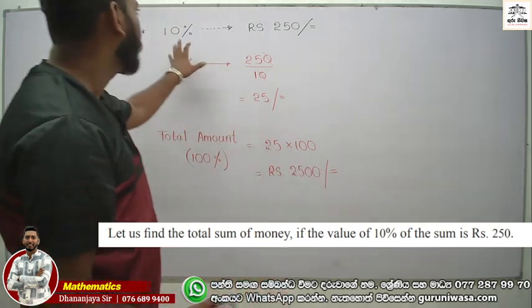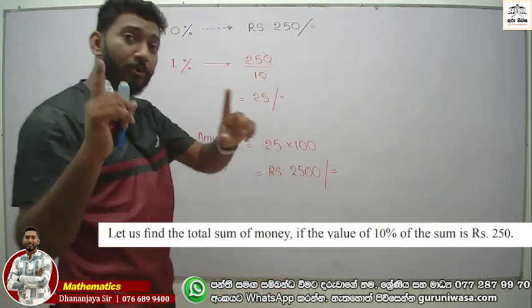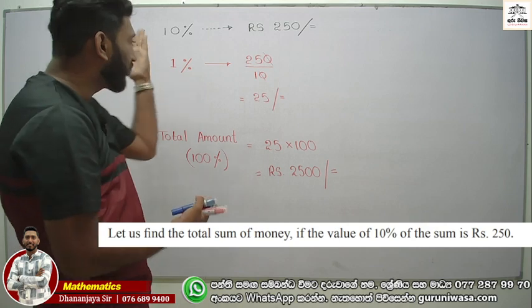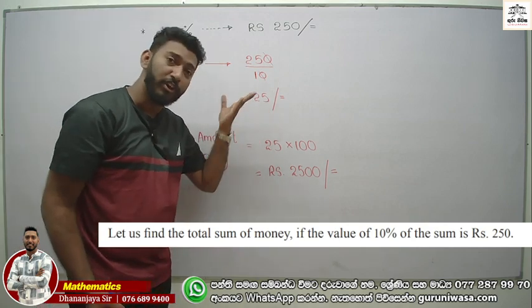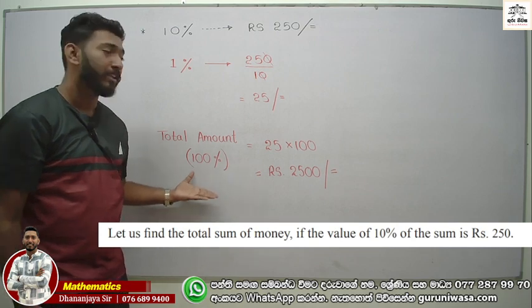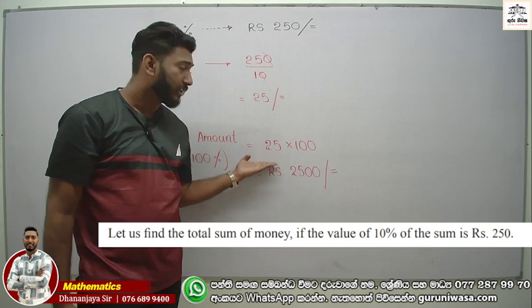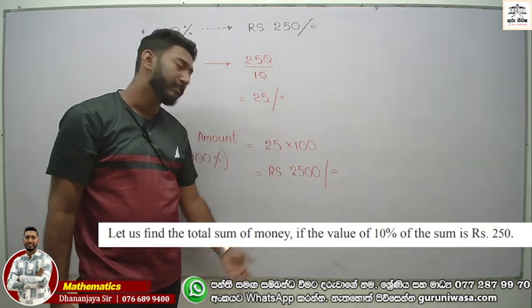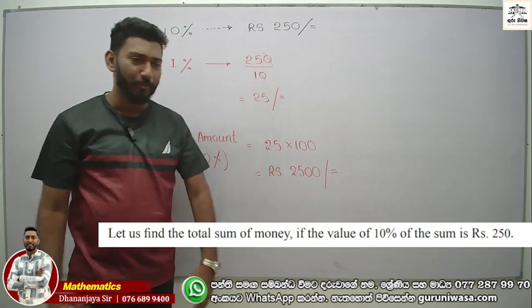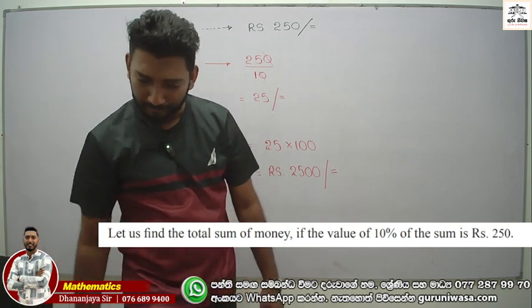Now 10% is equal to 250 rupees. You need to find the answer for 1% using the unitary method. 1% is 25 rupees. Therefore, to find the total, which should be 100%, 25 is 1%, so multiply by 100. Now the answer becomes 2,500. Let's write it nicely.